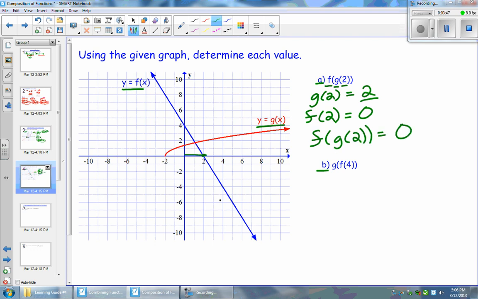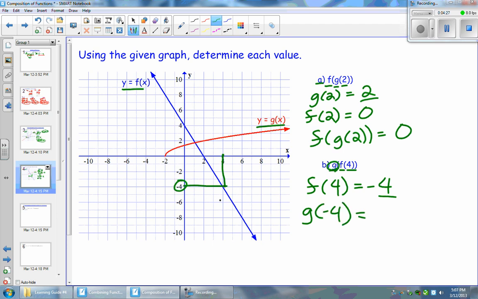One last part, part B. We want to find the composition of g of f of positive 4. Evaluate that inside function first, f of 4. We're taking a look at the f of x graph, which is that blue linear graph, and we want to find where 4 is. So 4 is right there, and the corresponding value when x is equal to 4 is going to be negative 4. We take that negative 4, and that's going to be the input of our outside function, g. So g of negative 4.